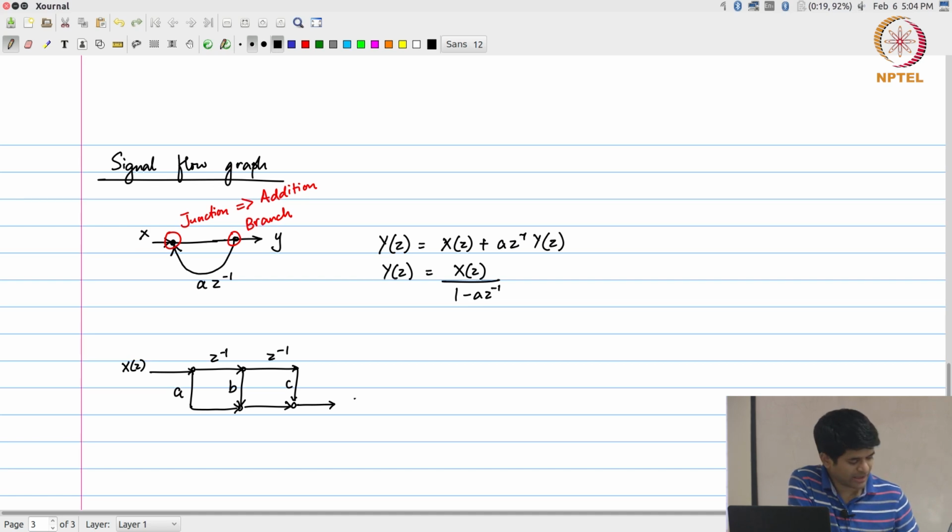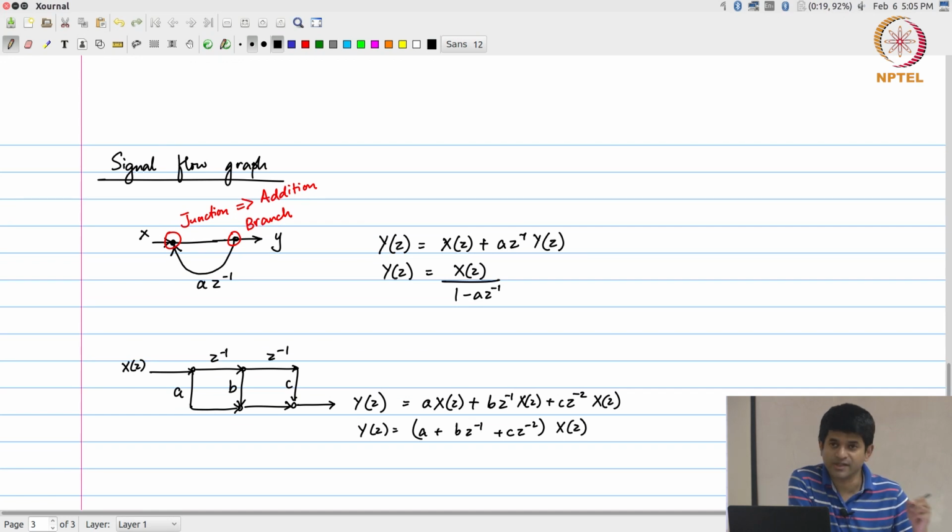I have this structure, so that I have y of z, right? And in this case I can straight away write down that it's equal to A x of z plus B z inverse x of z plus C z power minus 2 x of z, right? So y of z is equal to A plus B z inverse plus C z power minus 2 times x of z. Okay, so this is all the standard transform domain stuff that you are already familiar with, right? All that it's saying is the signal flow graph directly allows you to represent things in that manner and derive the results accordingly, derive the transfer function if you need.